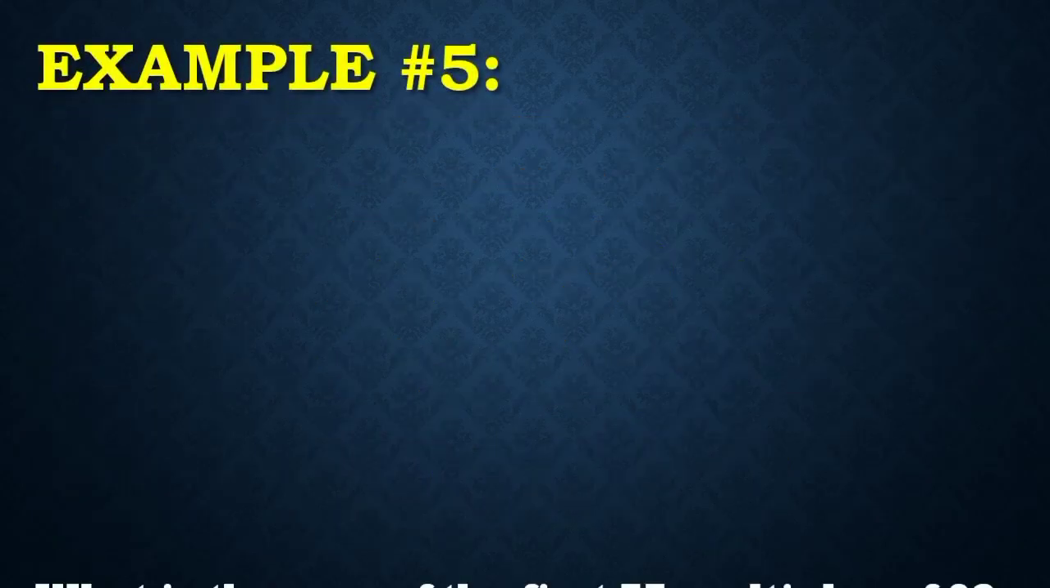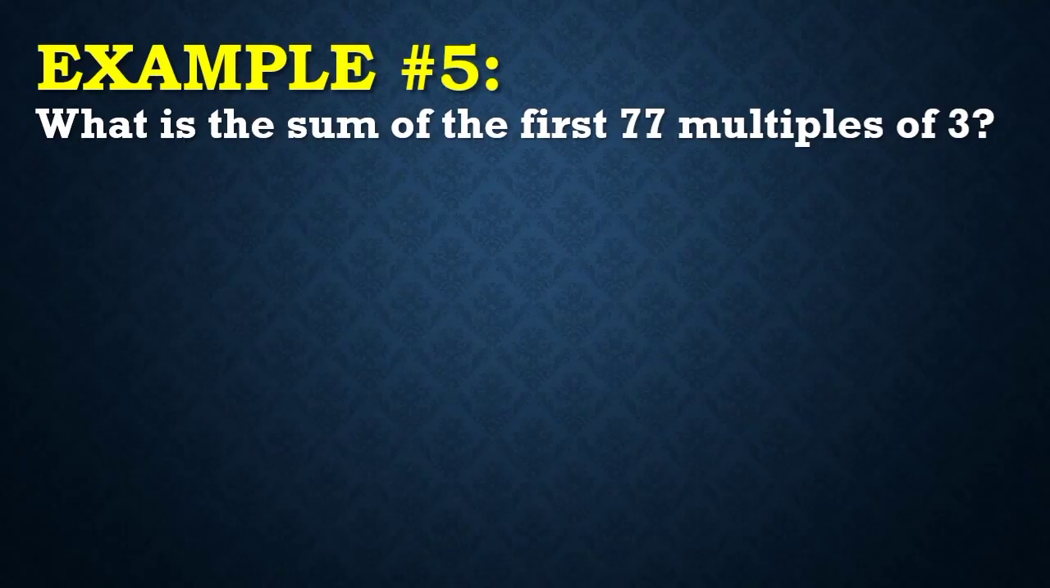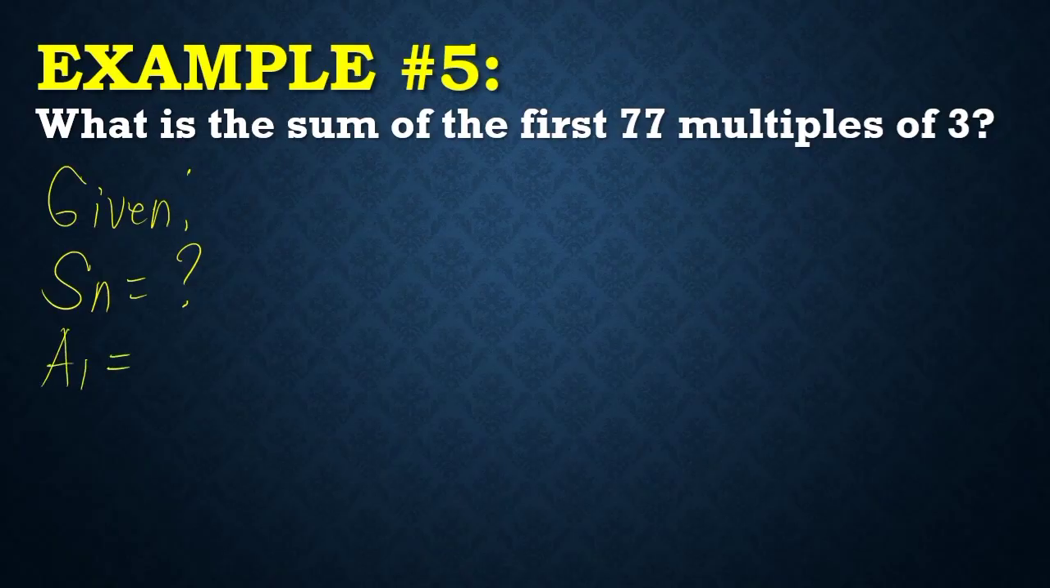For our last problem, what is the sum of the first 77 multiples of 3? So, let's identify our given. So, S sub n, yan ang nawawala. So, kailangan natin kunin yung sum ng first 77 multiples ng 3. A sub 1, our a sub 1 will be 3. Okay, so since pinag-uusapan natin multiples of 3, of course, our first term is 3. So, pag multiples of 5 ang pinag-uusapan natin, the first term will be 5. Okay, and then our n will be 77. And then, our common difference, since multiples ng 3 ang ating given, we skip counting by 3, so our common difference will be 3.